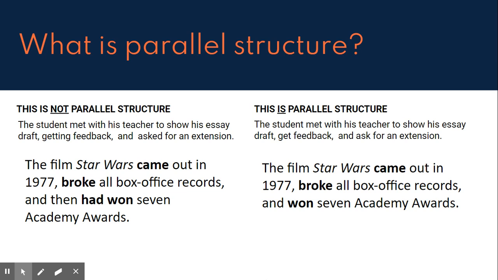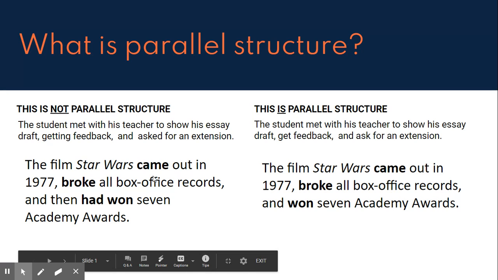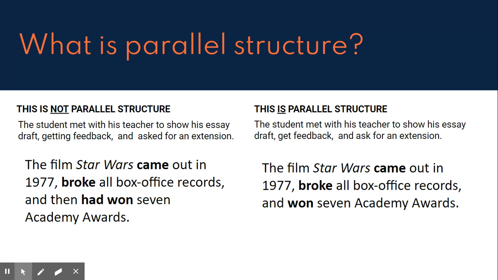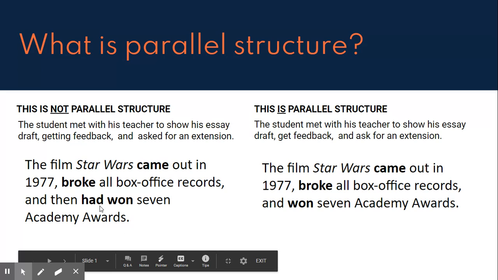On the left, you'll see a sentence that is not parallel. The film Star Wars came out in 1977, broke all box office records, and then had won 7 Academy Awards. So, what's wrong with the sentence? The reason why it's not parallel is you'll notice the verbs came, broke, and had won. Came and broke are both past tense, but had won is past perfect.